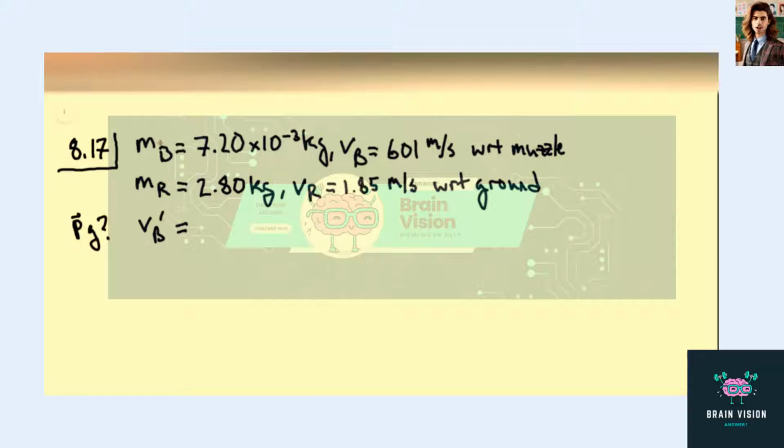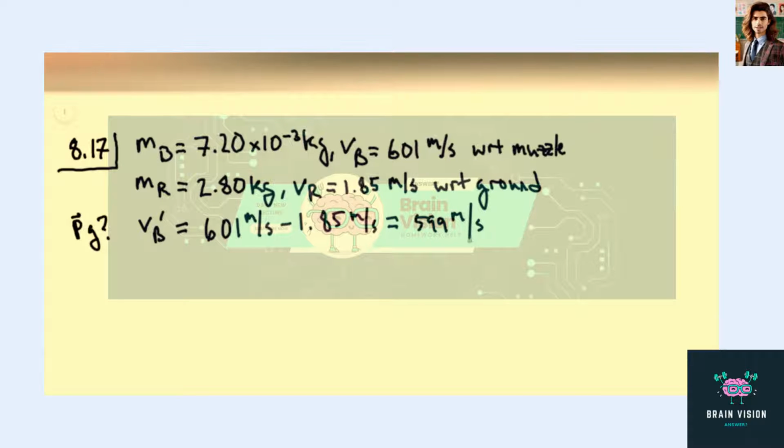Now the rifle and the bullet are moving in opposite directions, so we're going to subtract the speed of the rifle from the speed of the bullet with respect to the muzzle. The bullet is leaving the muzzle at some velocity, but the muzzle is also moving backwards at some velocity. And to the customary 3 significant digits, this works out to be 599 meters per second.